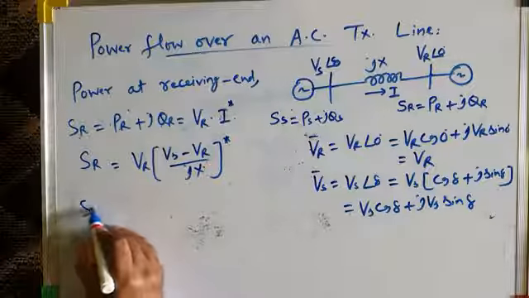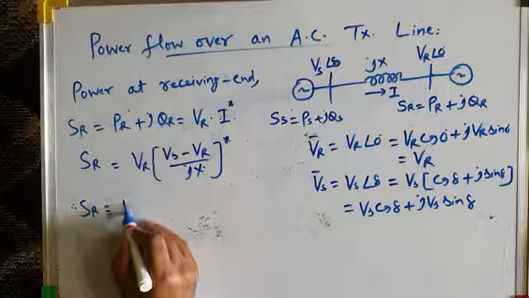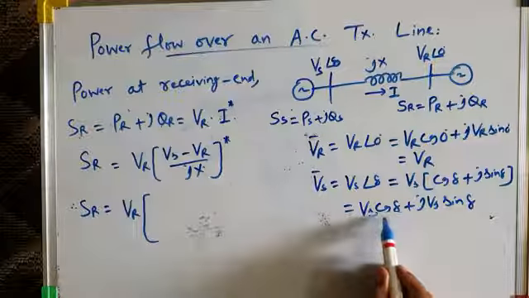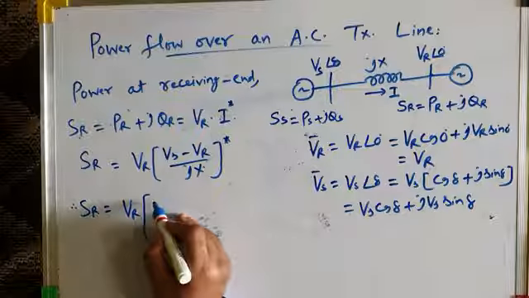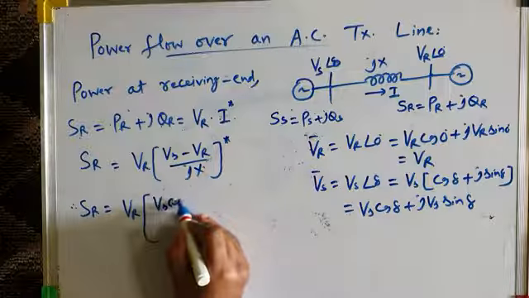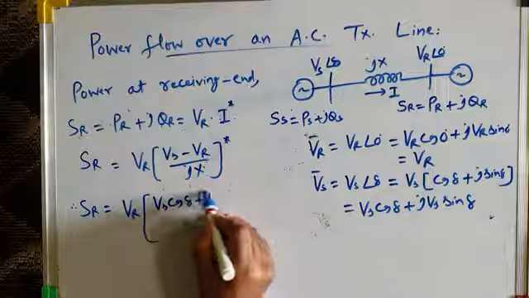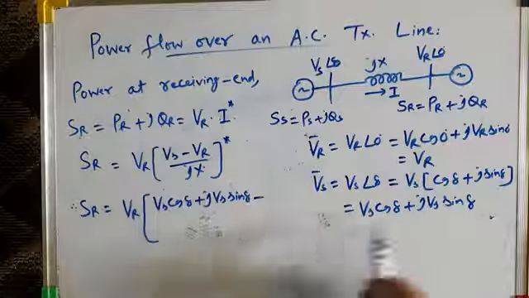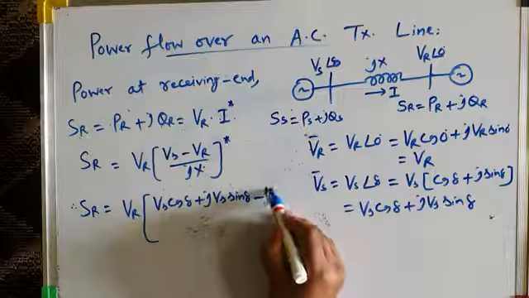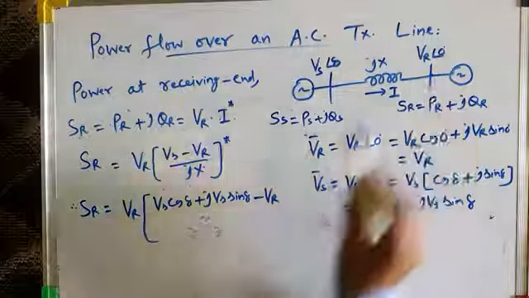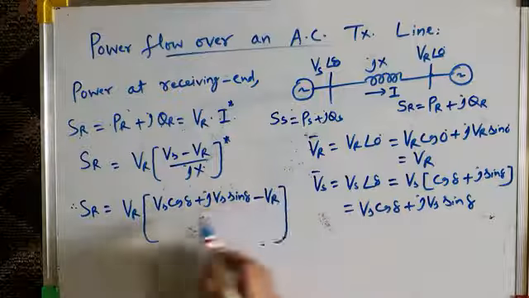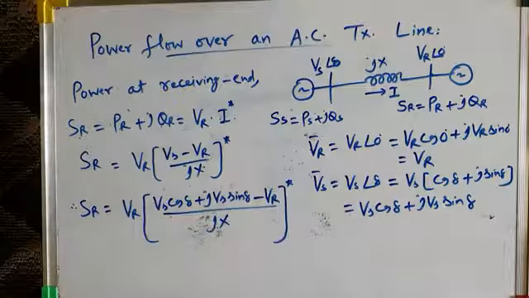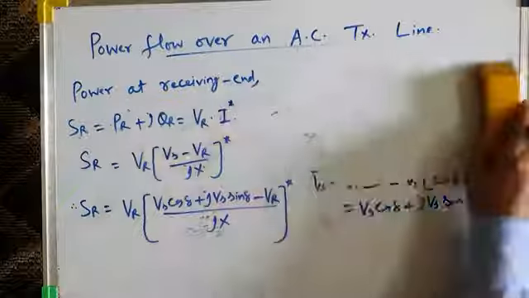Therefore, apparent power at receiving end is equal to Vr times Vs, which is Vs cos delta plus jVs sin delta, minus Vr. Vr is Vr itself, because it is at an angle of 0 degree. So it is Vr, divided by jX conjugate. Right.